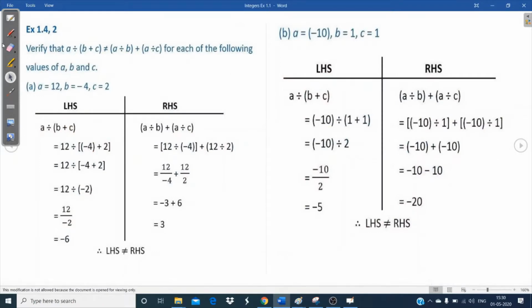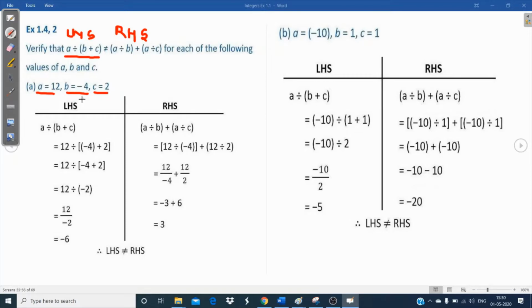Now question number 2. Here we have to verify a divided by the sum of b plus c. This part is your LHS. Now here it is not equal to RHS. In the previous exercise that we solved, we proved LHS equal to RHS. Now here you have to verify that LHS is not equal to RHS. Here a, b, c are integers whose values are given. So in the first part, a is 12, b is minus 4, and c is 2.